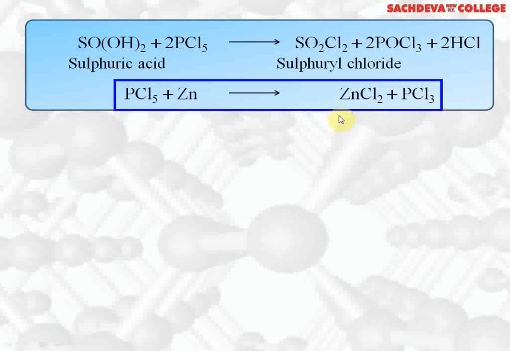It is used in synthesis of organic compounds like C2H5Cl and CH3COCl. In gaseous and liquid phases, it has trigonal bipyramidal structure. Sulfuric acid reacts with 2 moles of PCl5 to give sulfuryl chloride plus phosphorus oxychloride plus 2HCl. PCl5 reacts with zinc to form ZnCl2 plus PCl3.